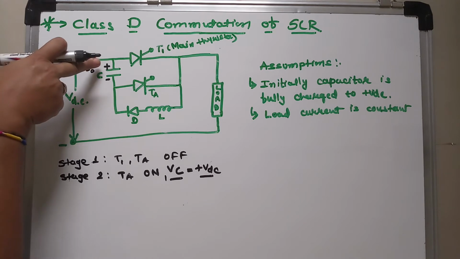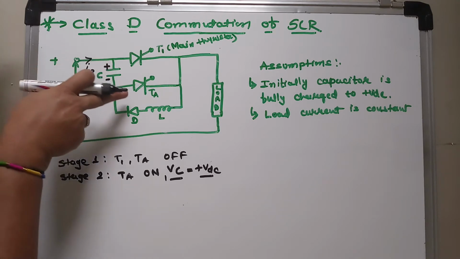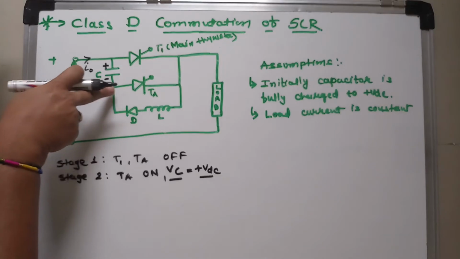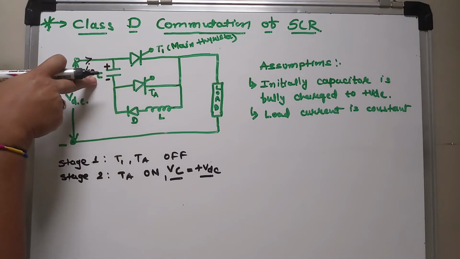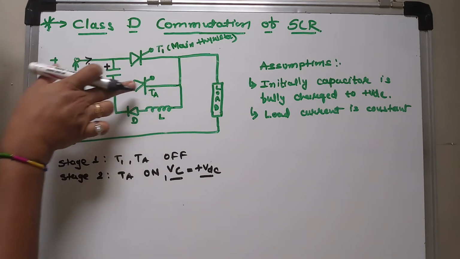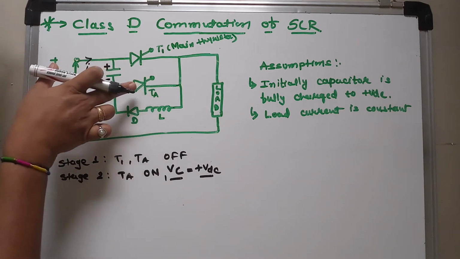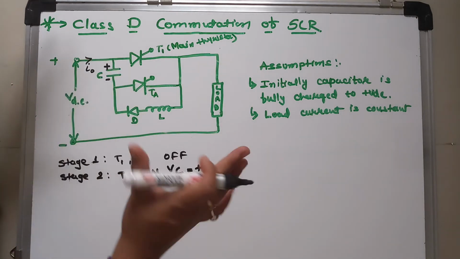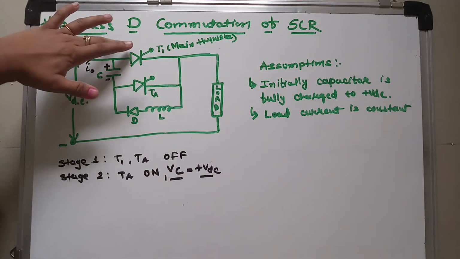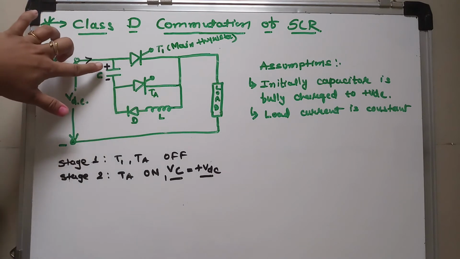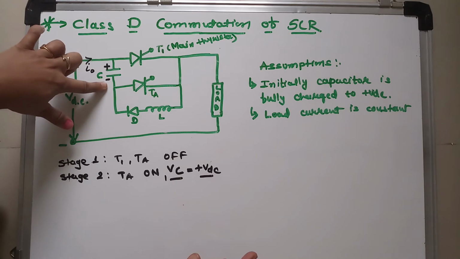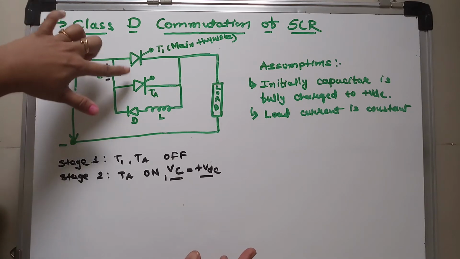So here see that the capacitor is now fully charged and TA is turned off. As the capacitor is fully charged, no current is flowing through TA, since it acts as an open circuit. So the anode current flowing through the auxiliary thyristor is 0, and it is automatically turned off. Now there is no path for the capacitor to discharge, as T1 and TA are both off, and the upper plate is positive with respect to the lower plate.